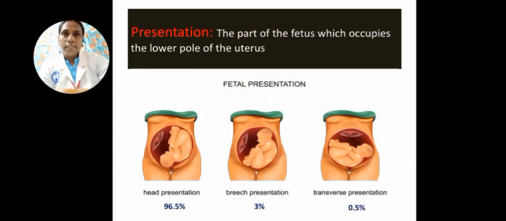The next is presentation. This refers to the part of the fetus which occupies the lower pole of the uterus. The presentation can be a head presentation, which is the commonest, 96.5%. It is otherwise called cephalic presentation. The next commonest is the breech presentation, which is 3%. And the last one is the transverse presentation, which is uncommon, about 0.5%.